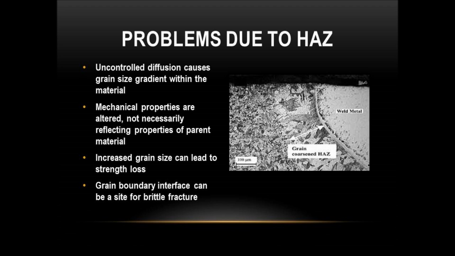There are various problems that arise due to heat-affected zones. The uncontrolled diffusion that occurs during the weld allows for grain growth, causing a grain size gradient within the material, altering the parent material's mechanical properties within the HAZ. One mechanical property affected is strength. As the grain size increases, strength may decrease. Also, at grain boundary interfaces, there is an increased risk for brittle fracture.